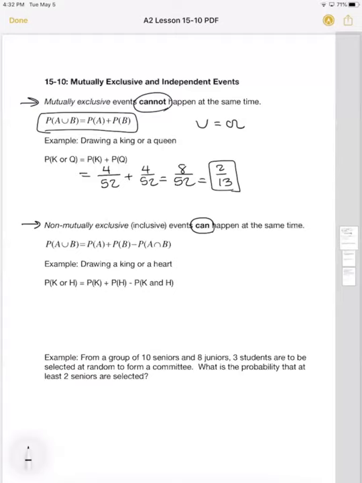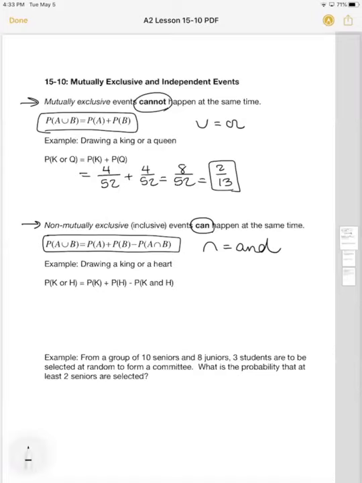But let's go ahead and address the formula. The formula is just the same. The probability of A or B, or the union of the two events, is the probability of A plus the probability of B minus the probability of the intersection, that's your upside down U, of A and B. And so this intersection means and, the probability of both of them happening at the same time.